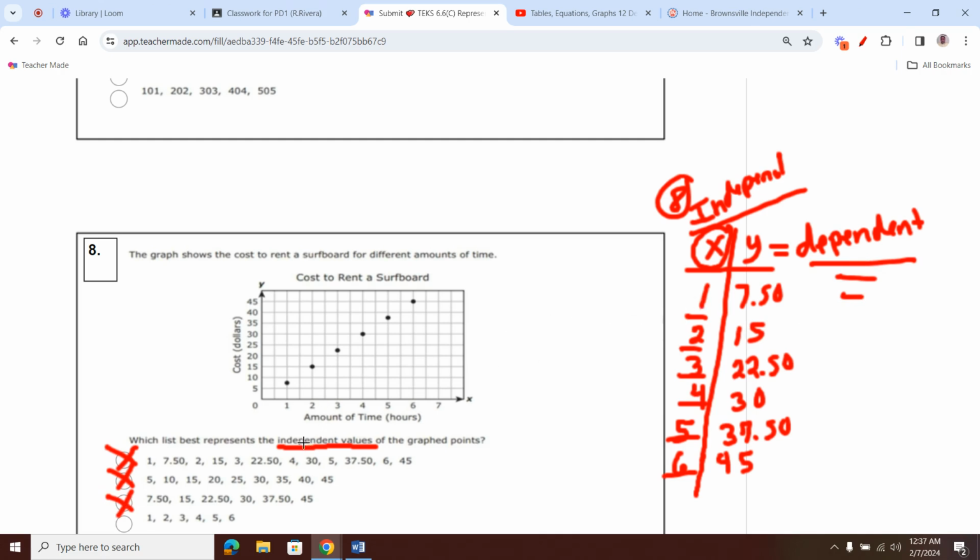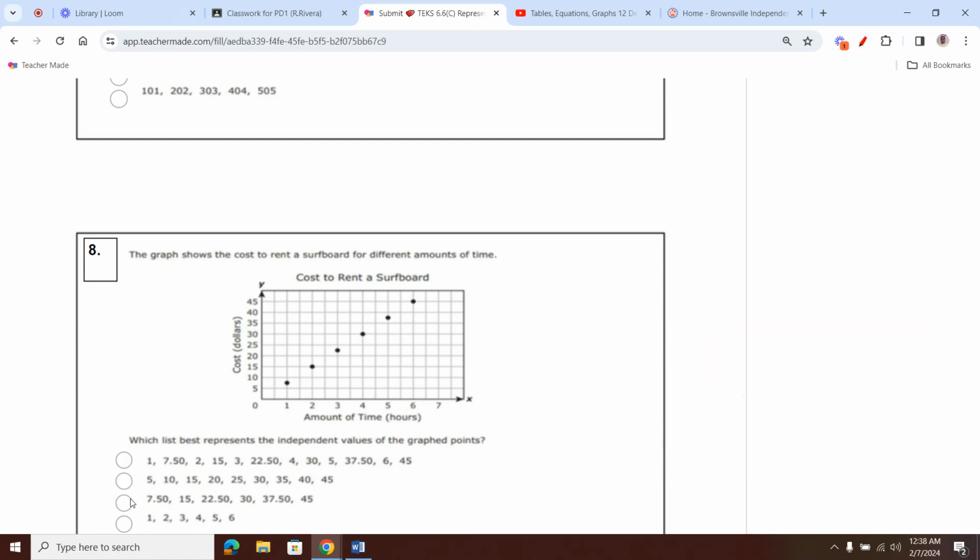They want the independent. So what's independent? 1, 2, 3, 4, 5, 6. Here it is. 1, 2, 3, 4, 5, 6. So the answer is that. So I just click on it and I'm done with that.